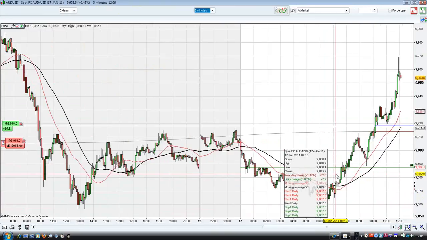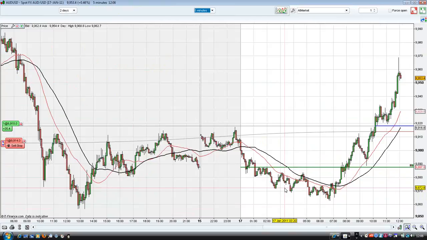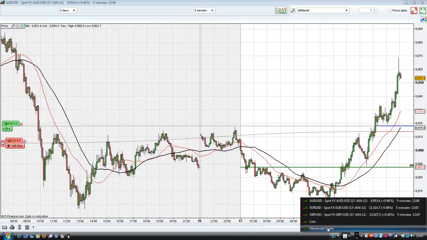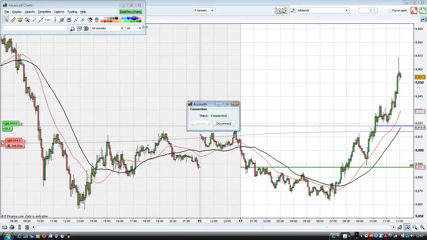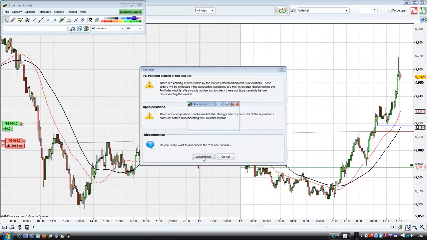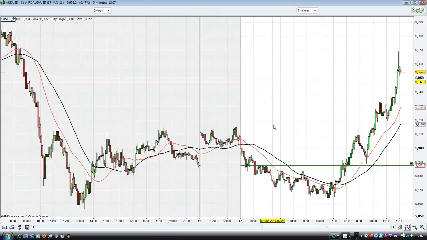This is the Aussie US dollar. This is just for illustration purposes. Like I said, we're still going to focus on the Euro US dollar for our trading for 2 weeks. But this is what I meant about the market forming a resistance. So you can see, let me disconnect my order.